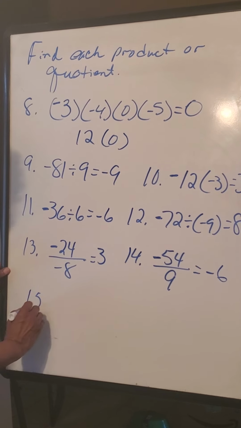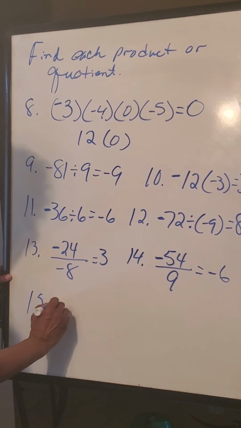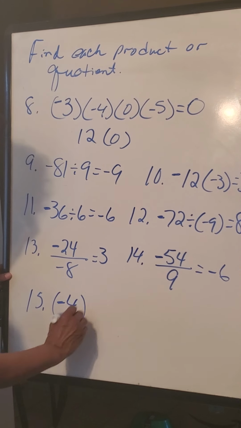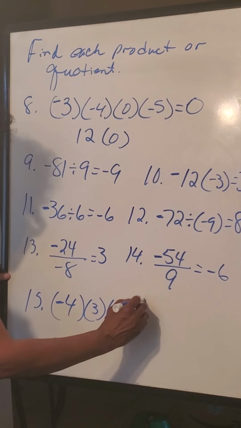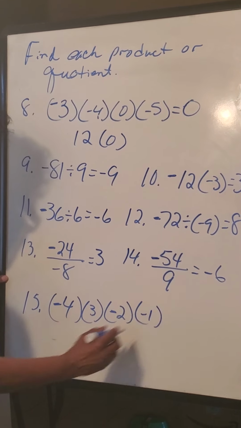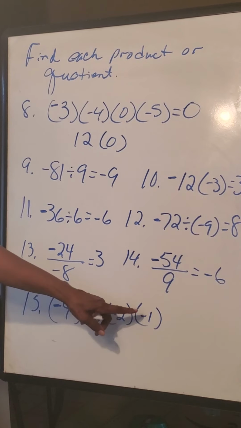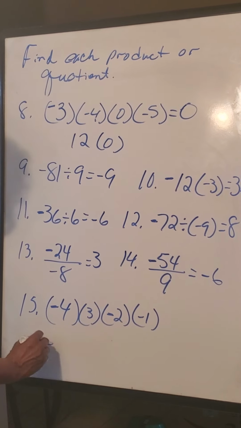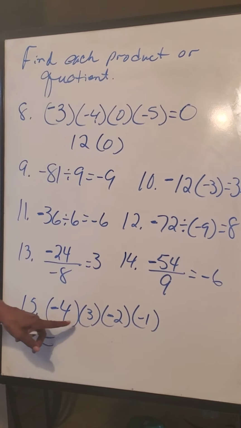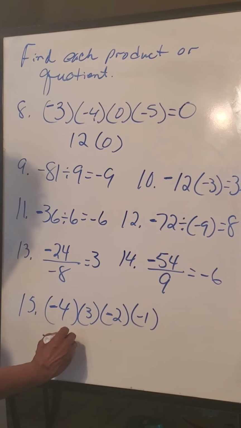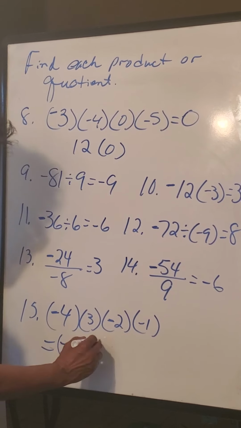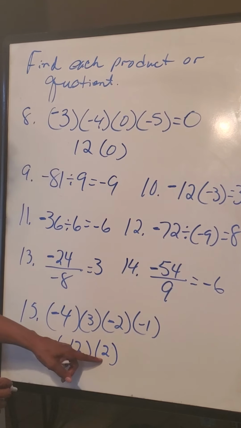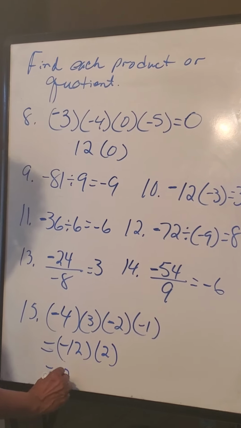And example number 15, if I had a negative 4 times 3 times a negative 2 times a negative 1. I have an odd number of negatives, so when I finish, my answer should be negative. A negative 4 times a positive 3 is a negative 12. A negative 2 times a negative 1 is a positive 2. And a negative 12 times 2 gives you a negative 24.